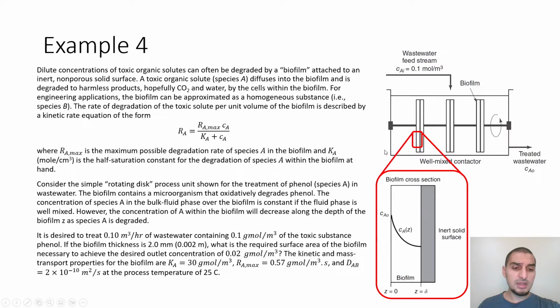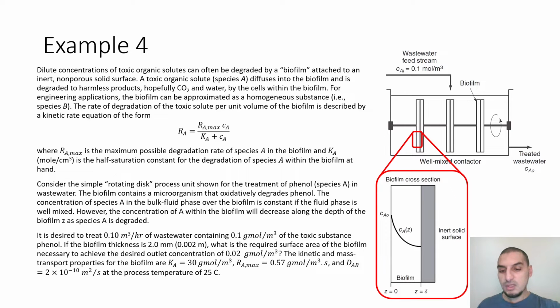And we want to get the surface area of the biofilm that we need, the cross-sectional area of the biofilm that will be needed so that the concentration coming out of the unit is 0.02 gram mole per cubic meter. So it enters at 0.1. We want to do 80% treatment, so 0.02 will come out. This is 0.1, it's going to be 0.02 here, so we remove 80% of the contaminants.